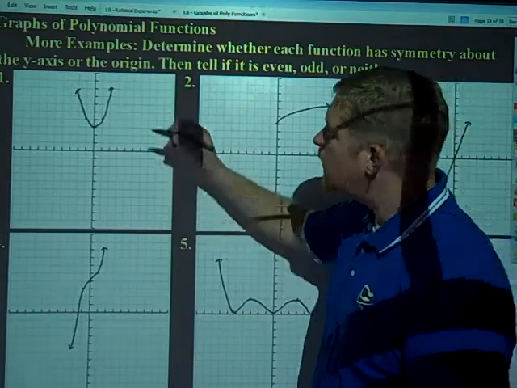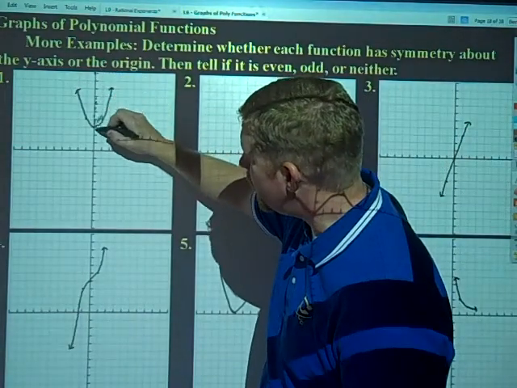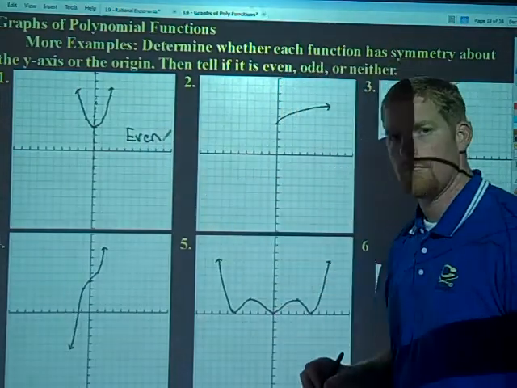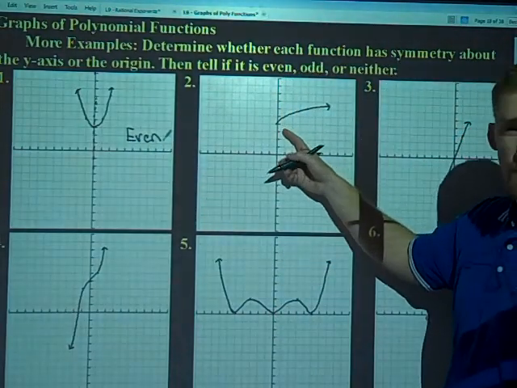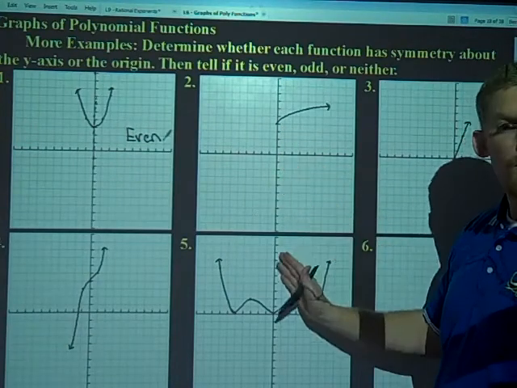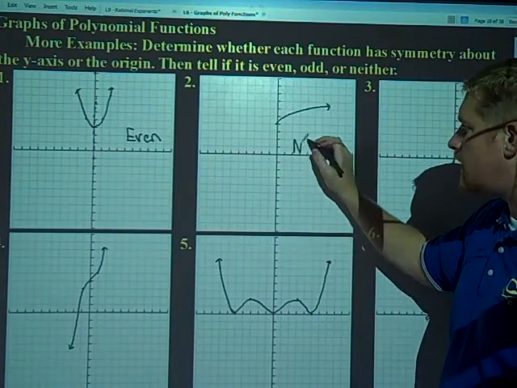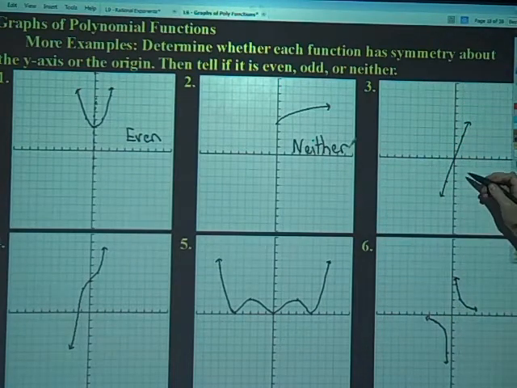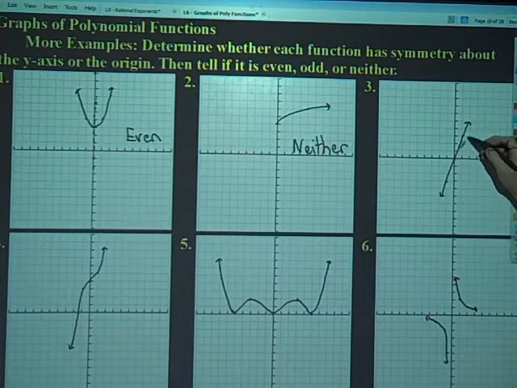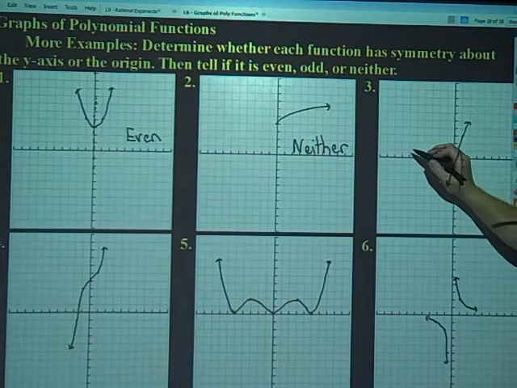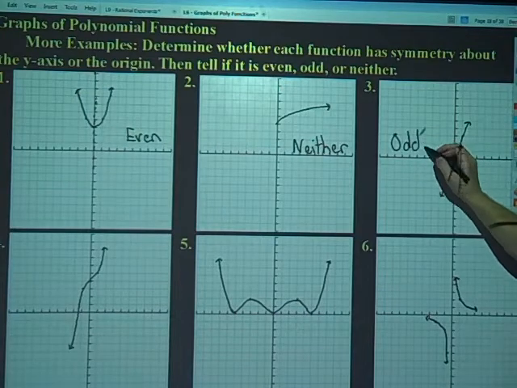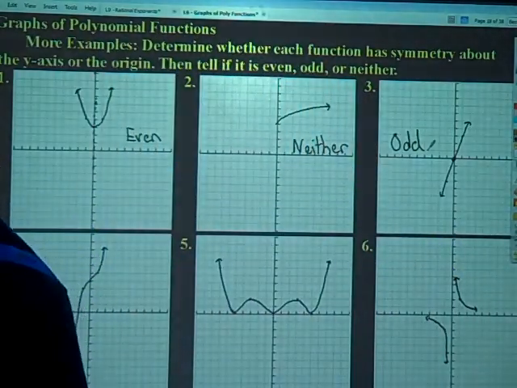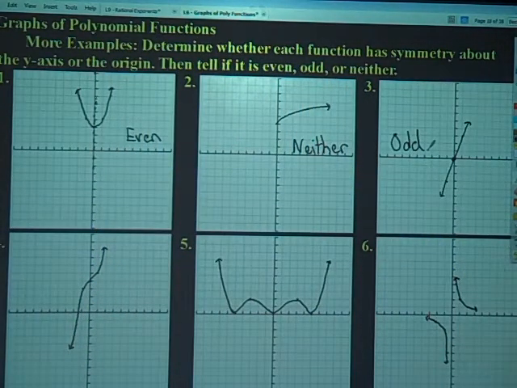All right, looking at number one, we can see that it has symmetry about the y-axis, so therefore it must be an even function. Number two has no symmetry, not across the origin or across the y-axis, so this would be neither. Number three has symmetry across the origin right here, and so therefore this is an odd function. Work on 4, 5, and 6, and then we'll talk about those three as well.